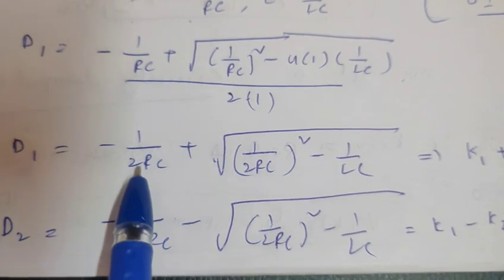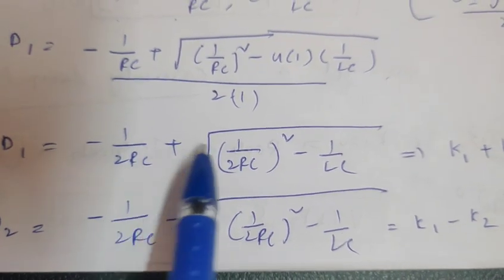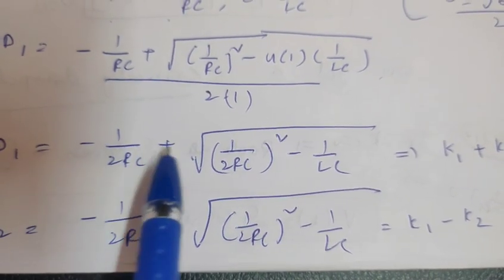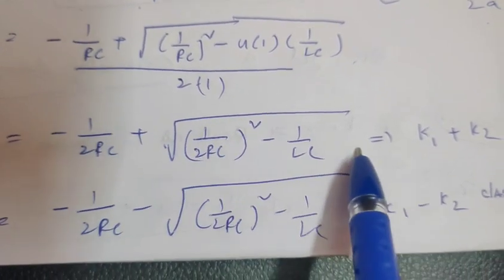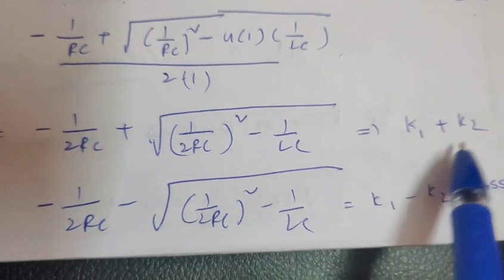So here again we are getting roots with two terms. One is minus 1 by 2RC, plus again one square root term. I am taking this minus 1 by 2RC as K1, and this entire square root term as K2.